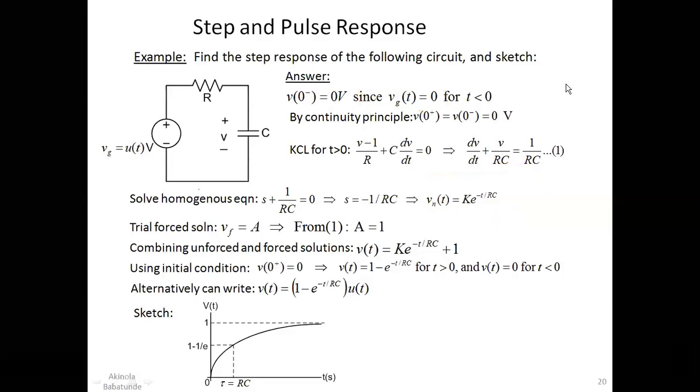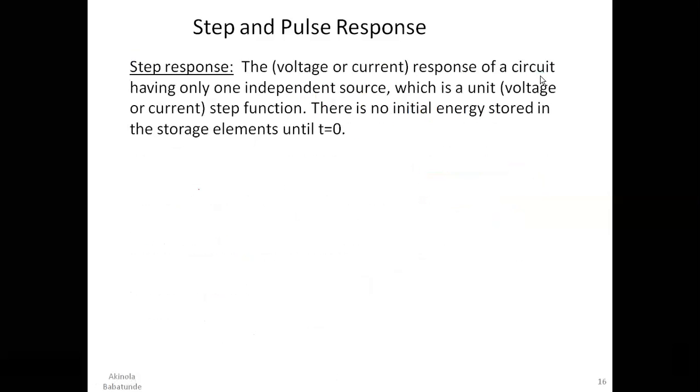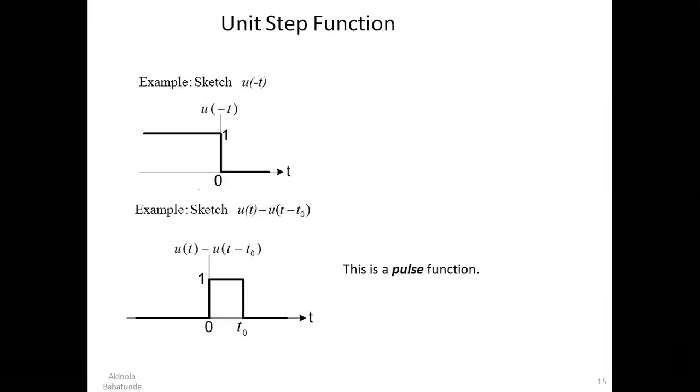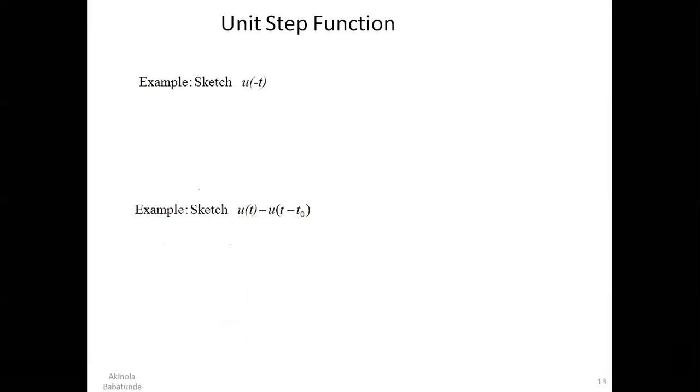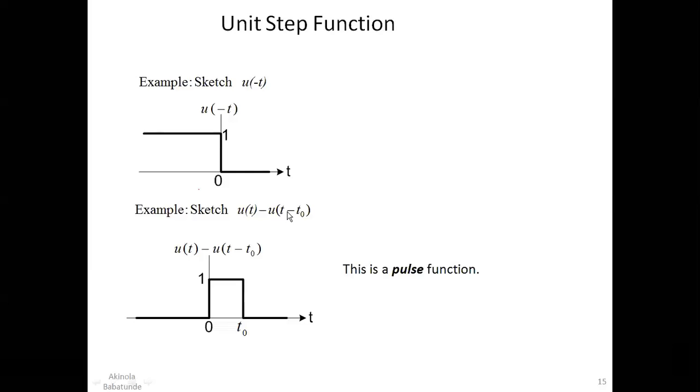If you go here, you will find that when we have u(t) minus u(t minus t naught), this will give us, in the pulse function, a value equal to 1. The graph tells us that u(t) minus u(t minus t naught), when t is greater than 0 and less than t naught, is equal to 1. This is very, very important for us.